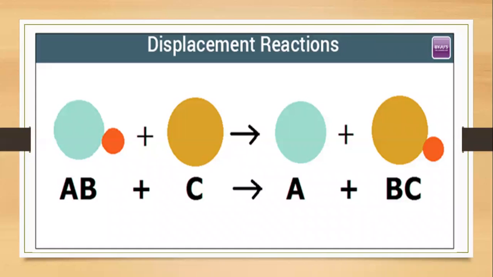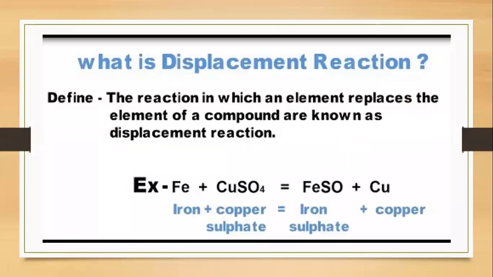Displacement reaction is one of the basic types of chemical reaction. It is a type of reaction in which one element displaces the other element. We can define a displacement reaction as a reaction in which an element replaces the element of a compound. So the important thing to note down is that an element replaces the element of a compound.